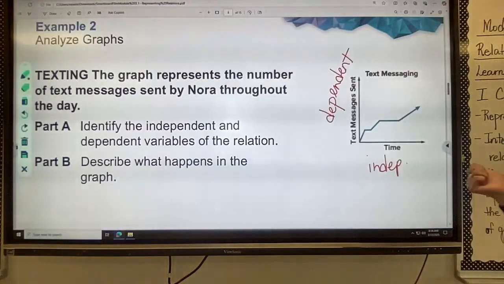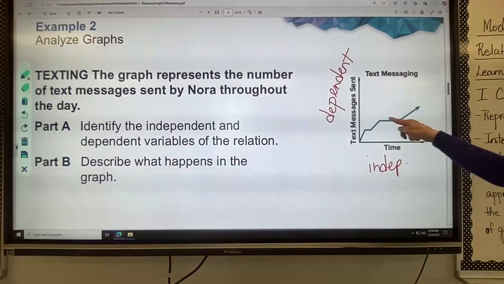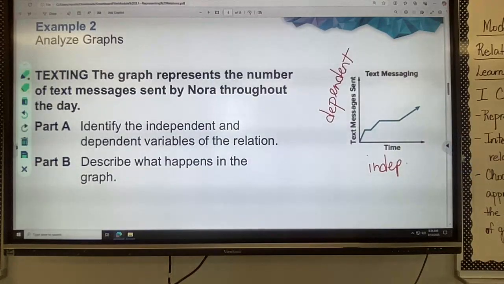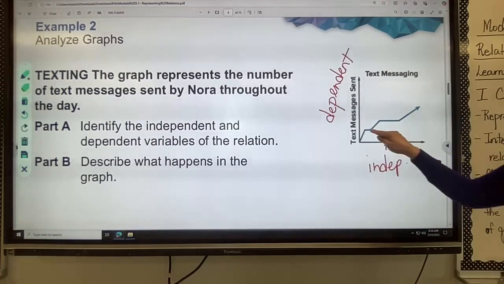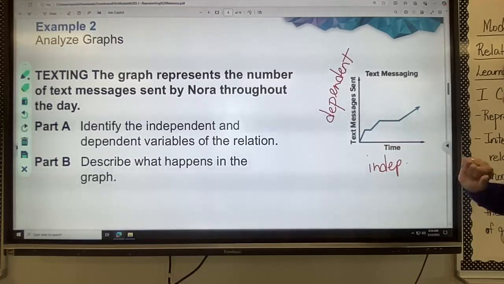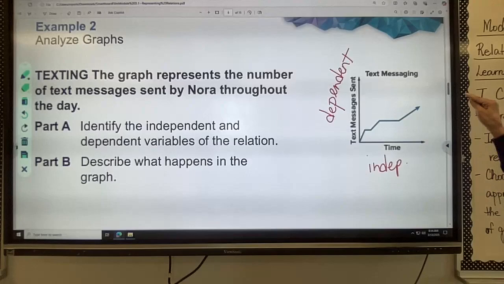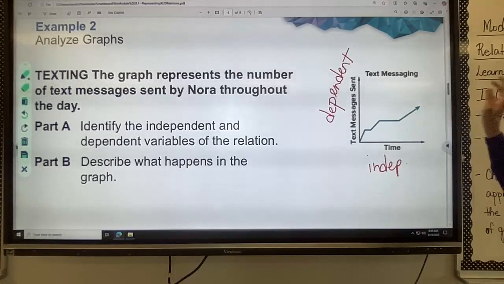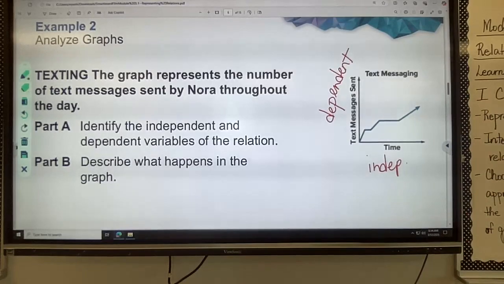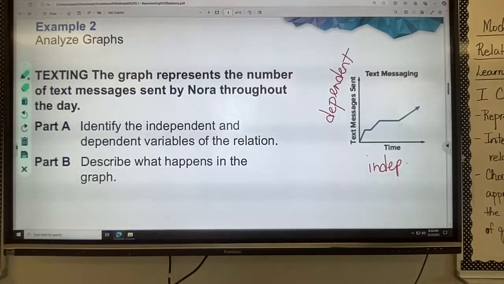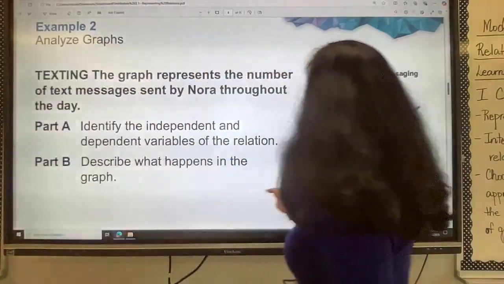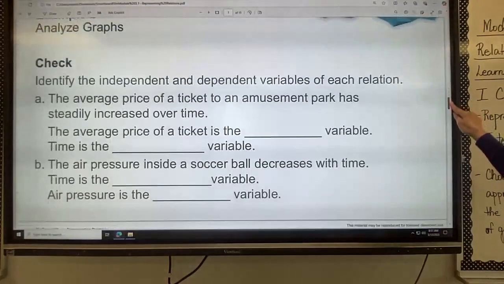Okay, so during this time, Nora stopped sending text messages. Okay, and then she continued to send text messages until she stopped again for a period of time. So finally, here she has stopped, and then she's sent some more, then she stopped for a period of time, and then again she began sending text messages. So just looking at this graph, I can analyze it based on that. Okay, so let me do a problem like this one.